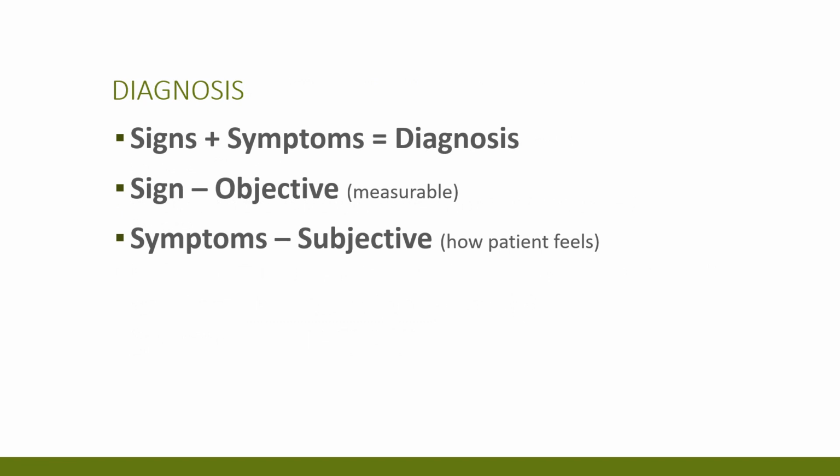So when you come up with a diagnosis in medicine, you have to have signs and symptoms to get a diagnosis. There's only one field in medicine that doesn't need signs, and that's psychology, because it's based on how the person feels. And so a sign is objective. It's something you can measure. Blood pressure, pulse, imaging, x-ray, MRI, CAT scan, blood test, biopsies. These are all signs that you can see there's something wrong. It's an objective, measurable sign.